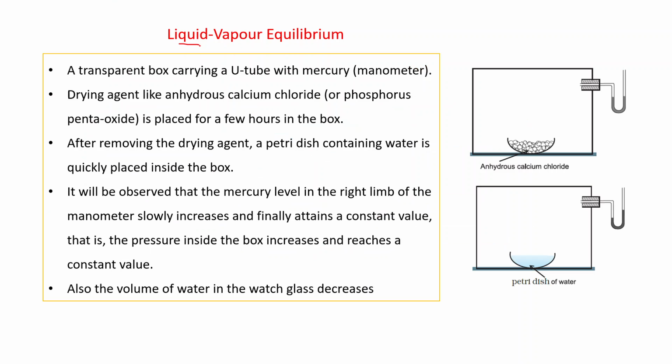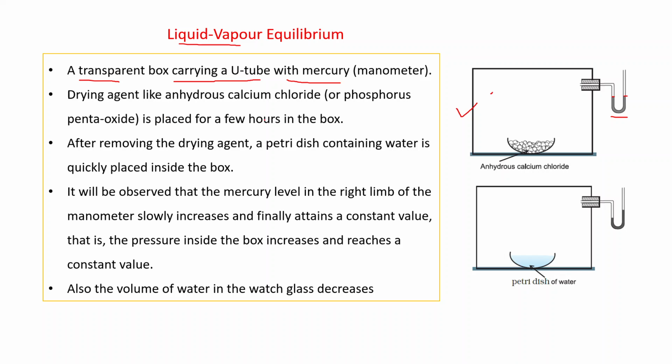Now come to the liquid-vapor equilibrium. A transparent box carrying a U tube with mercury, like this. This is one box, and in this case, this is the U tube with mercury. We can say this is a manometer, which is used to measure the pressure. Now again you can see in the two limbs of this U tube, the level of mercury is equal.